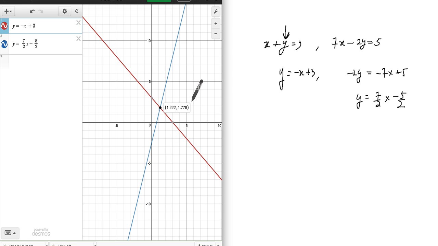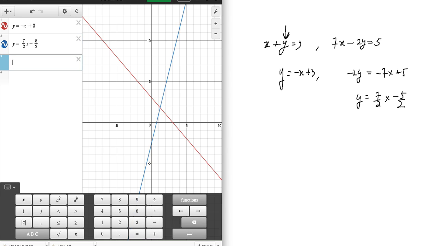The only thing that you have to do is to isolate your y so you can enter it properly. Desmos, in fact, I don't think you even have to do that. I think you can just actually enter x plus y is equal to 3, and it just graphs it for you even in that, okay? But some of the graphing calculators you have to use in school, you have to isolate it.